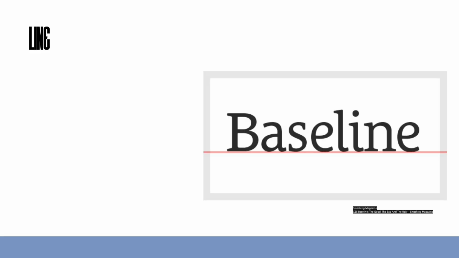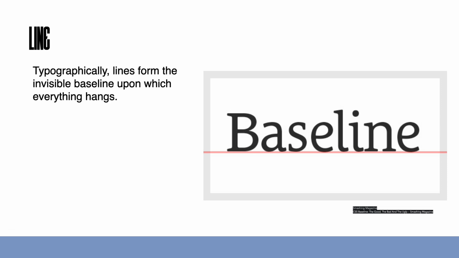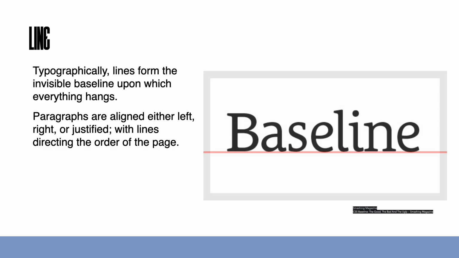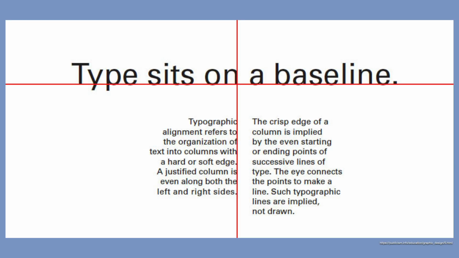Being used in order to create an all-encompassing design. Number 25, created from lines. Lines are important typographically. Lines form the invisible baseline upon which everything hangs. Paragraphs, again, are aligned either left, right, or justified, with lines directing the order of the page. Type sits on a baseline.